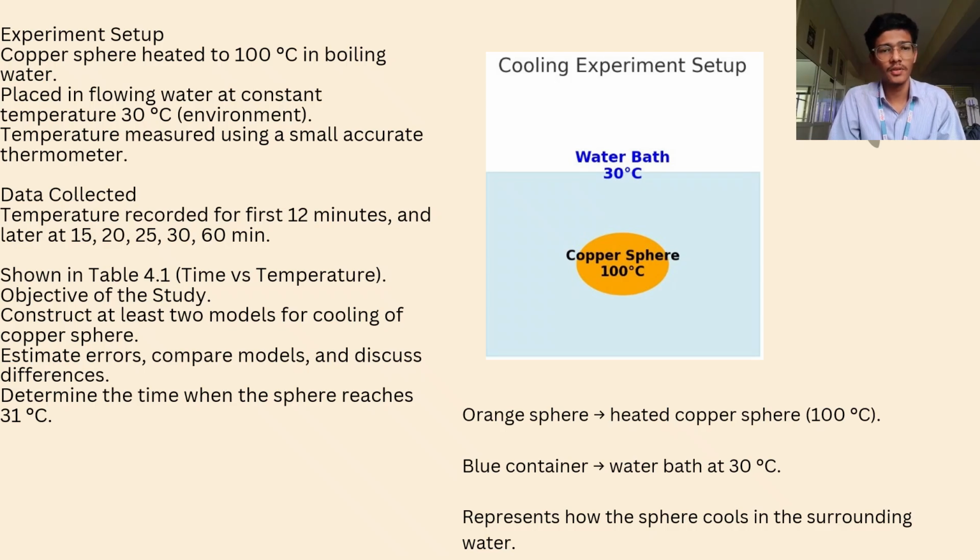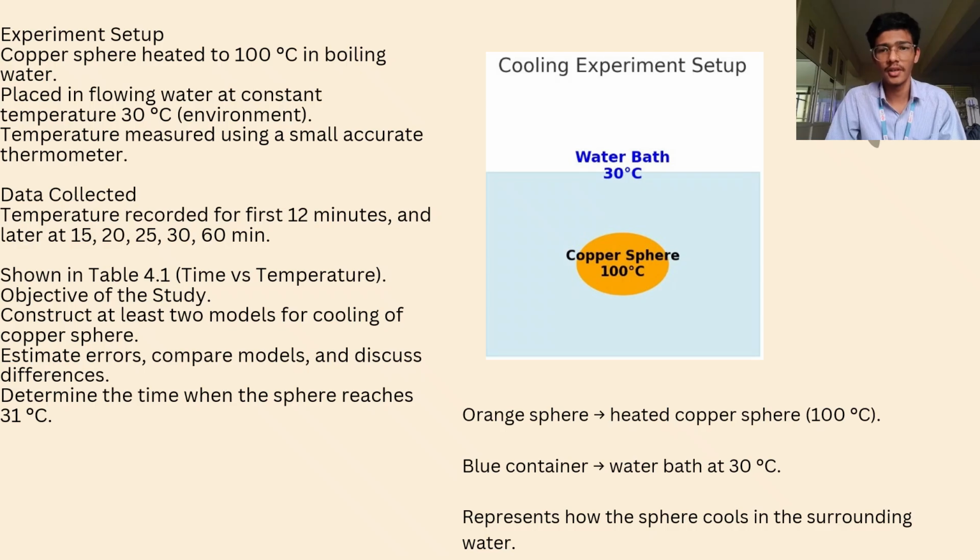Then we construct at least two models for cooling of the copper sphere, estimate errors, compare models, discuss differences, and determine the time when the sphere reaches 31 degrees Celsius.